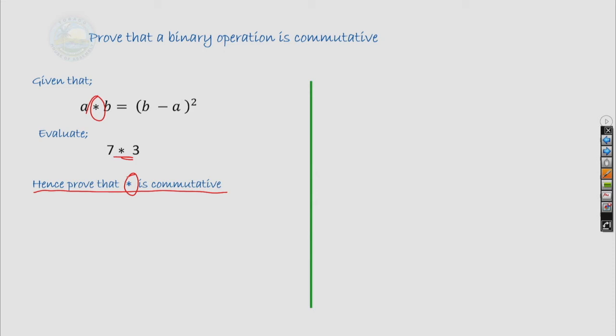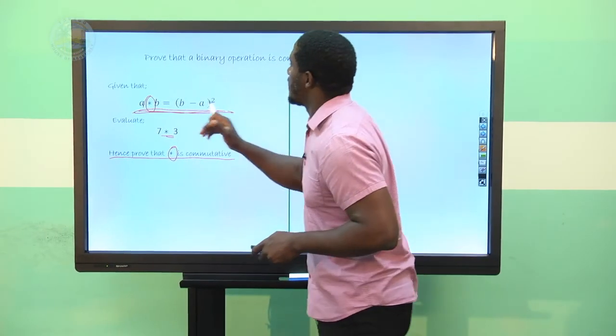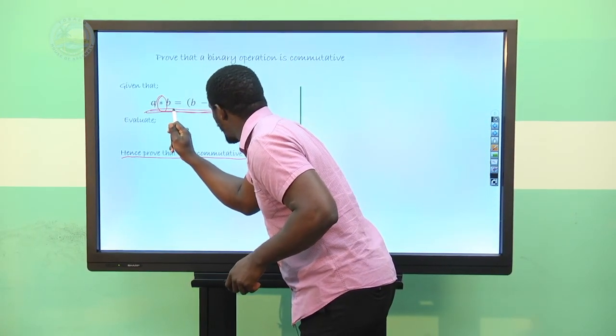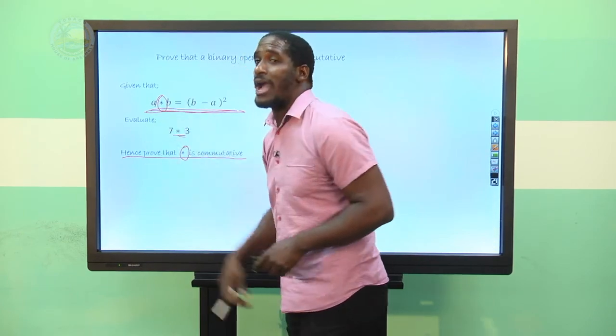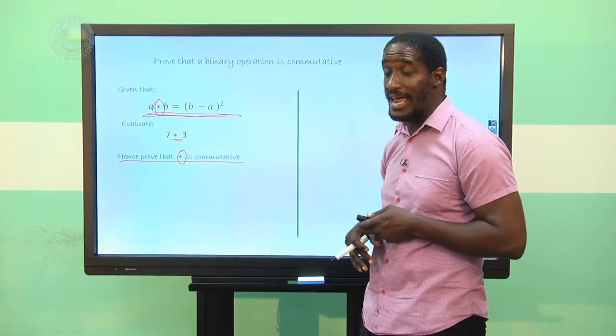Doing the first part here, what is the definition that we are to use for this binary operator? It looks like a star to me, this star operator here. What does it mean? It means you take the second, or what comes after the binary operator, and from that you subtract what is in front of the binary operator. And the answer that you get, you square that answer.